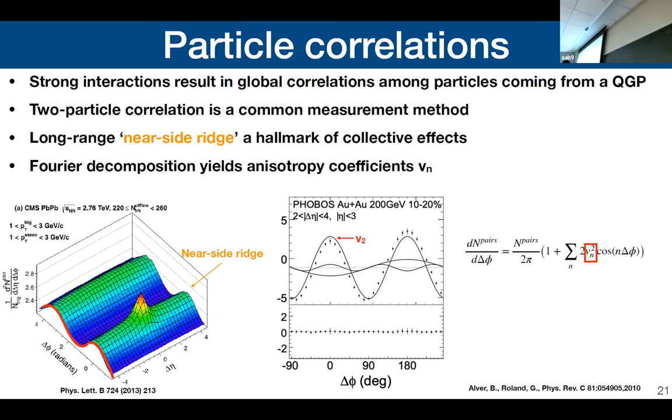In order to quantify that near side ridge, we can take the red line and plot it on one plot like this, and we can do a Fourier fit. So you can use a Fourier expansion to fit pretty much anything, right? But what you'll find is that the contribution from the sinusoid that has two oscillations per period usually has a very large contribution, and the coefficient of that is known as V2. And so V2 is usually the hallmark observable that is used to quantify this hydrodynamic effect.